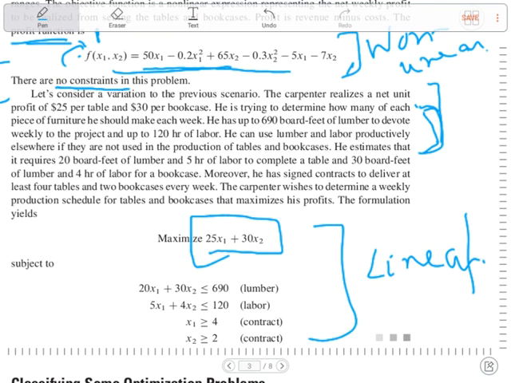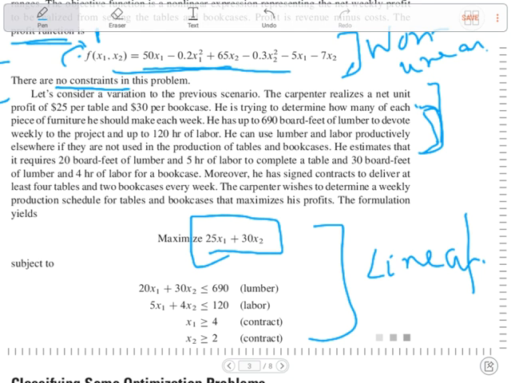This is not the case that he will use the whole resource on making the tables and the bookcases. In case something remains, it can be used later. Okay, he estimates that it requires 20 board feet of lumber and 5 hours of labor to complete a table, and 30 board feet of lumber and 4 hours of labor for a bookcase.